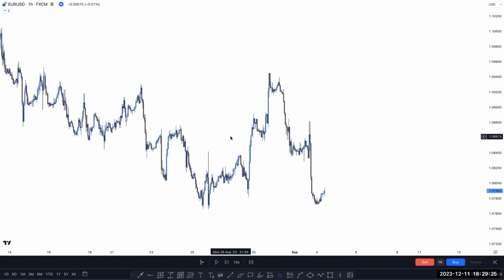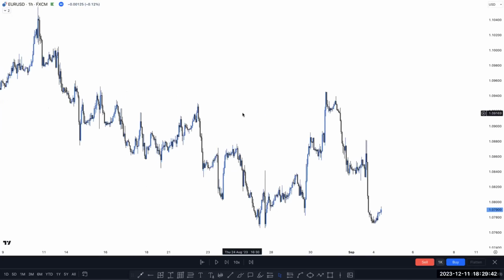Okay, so first of all, you have to mark the structure first. First marking the structure, second identify inducement and liquidity, and third identifying the POI before the buy and sell, right? So in this scenario, first of all, you have to mark the structure. Everything is bearish here.